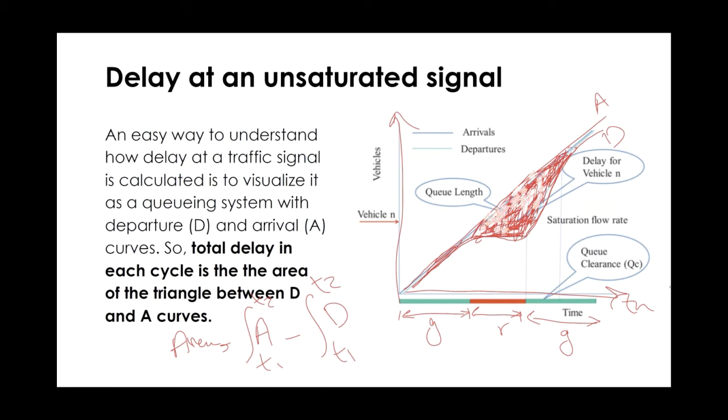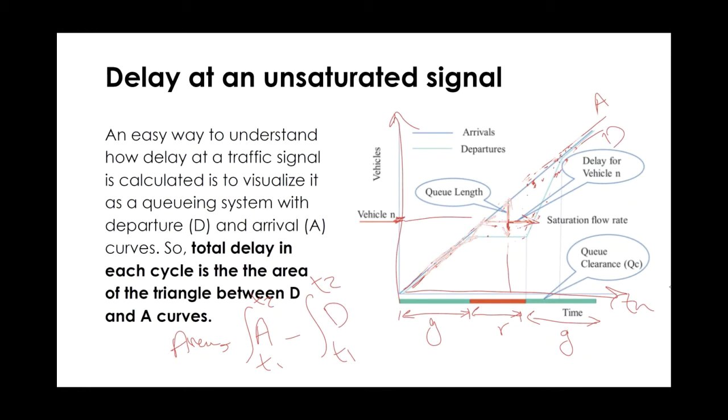And as I said before, if I want to calculate queue length, or the number of vehicles in the queue at any time, the vertical line between these two curves represents that queue length. So at this time, this would be the queue length. And if I want to calculate the delay for any specific vehicle at the intersection, if I take this vehicle and calculate the length of this horizontal line, that gives me the delay for that specific vehicle.